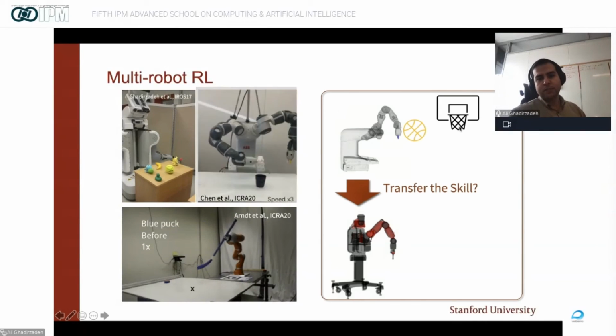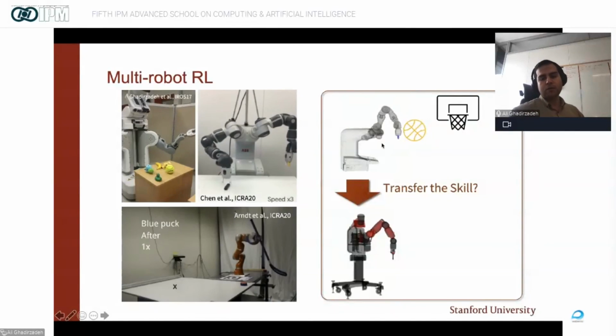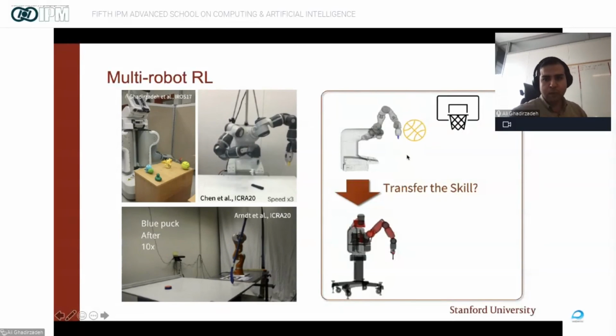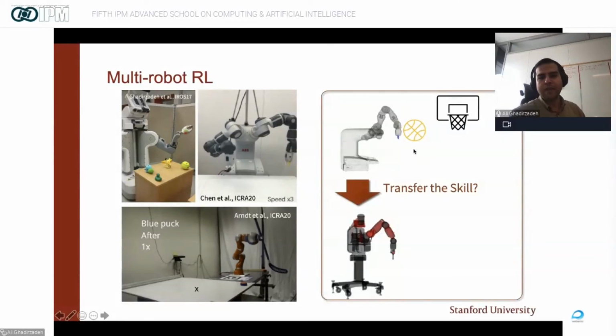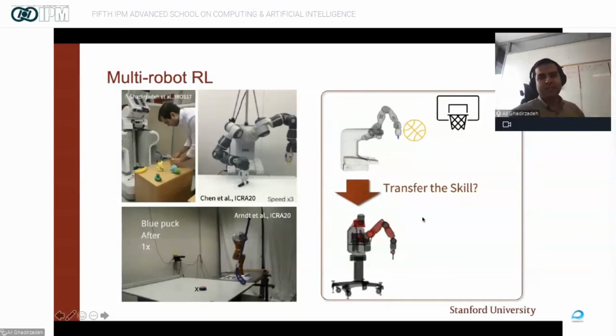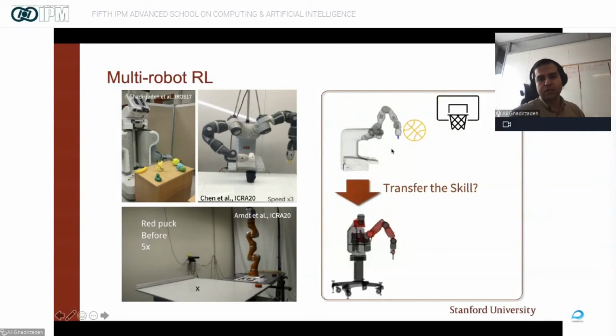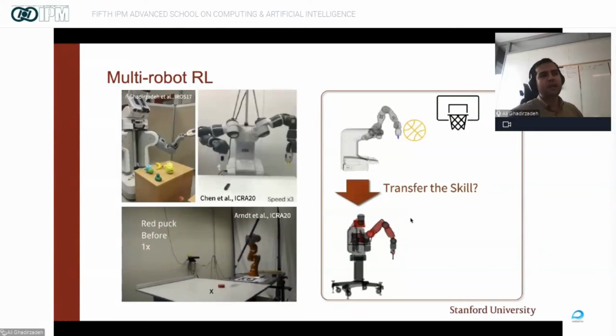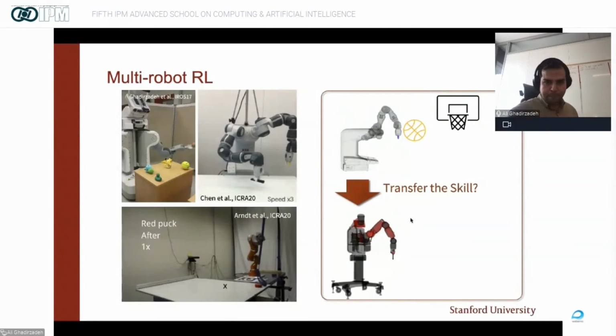Our goal here is actually something like this. We want to learn a policy on one robot, but once the robot has learned how to do that, we want to be able to transfer the acquired knowledge or skill to another robot with a different morphology. In this way, we can improve data efficiency and enable transfer learning across different robotic platforms.